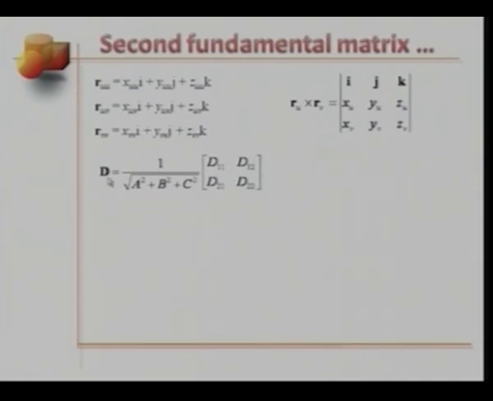So the second fundamental form is equal to 1 over the square root of a squared plus b squared plus c squared, and then we have a 2 by 2 matrix here with elements d11, d12, d21, and d22. A is yu times zv minus yv times zu. B is z sub u x sub v minus z sub v x sub u, and C is x sub u y sub v minus x sub v y sub u.